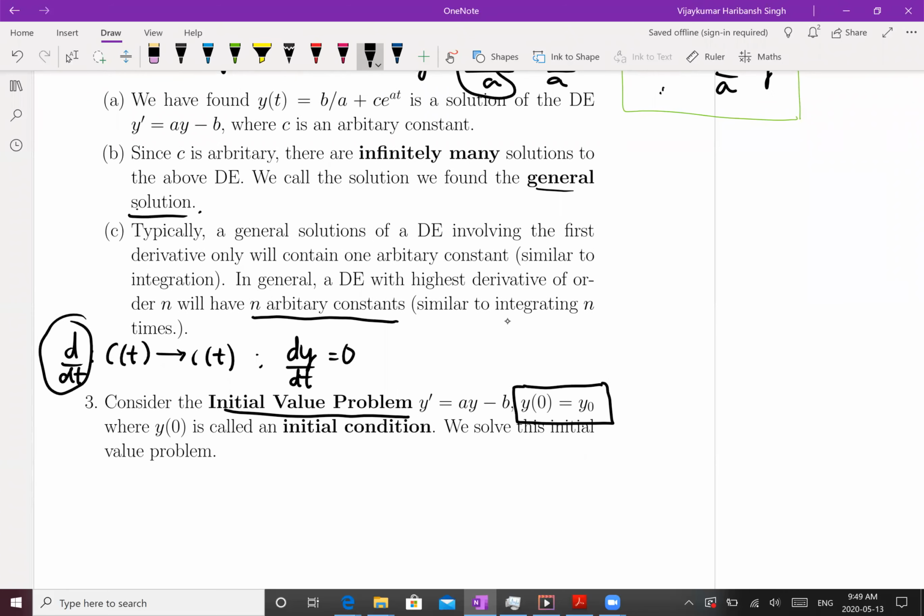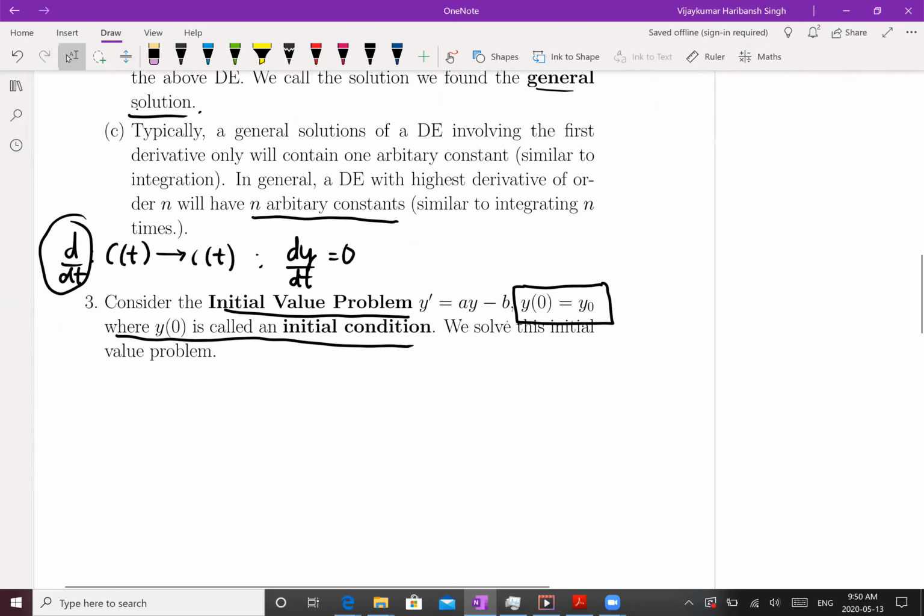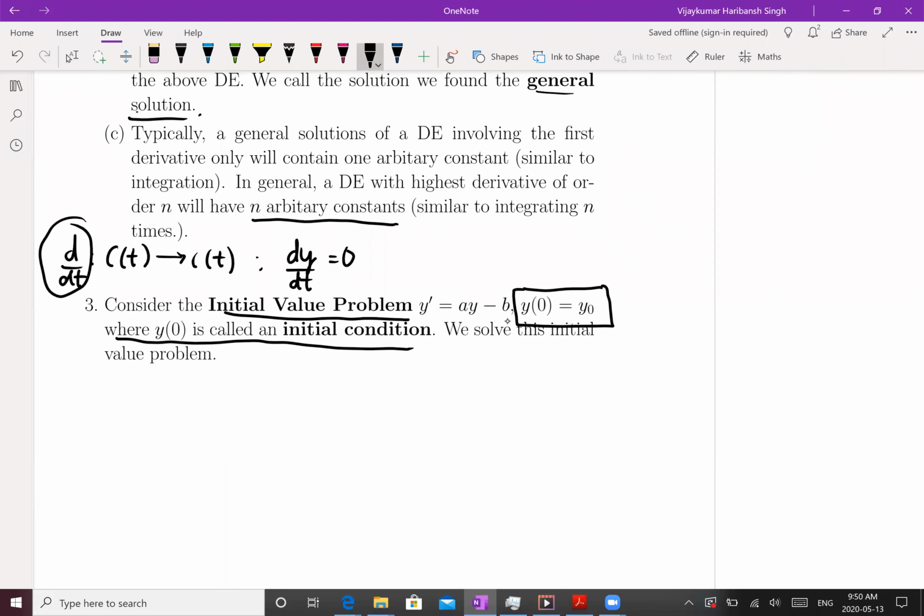So an initial value problem is basically where you're given the differential equation, and if it is of order 1, then you're given some value of the function at some point. So y(0) = y0, where y0 is some fixed number, called the initial condition. Note that the initial condition need not be given just at 0. It can be given at any point. All right, so let's try to solve this differential equation with the initial condition.